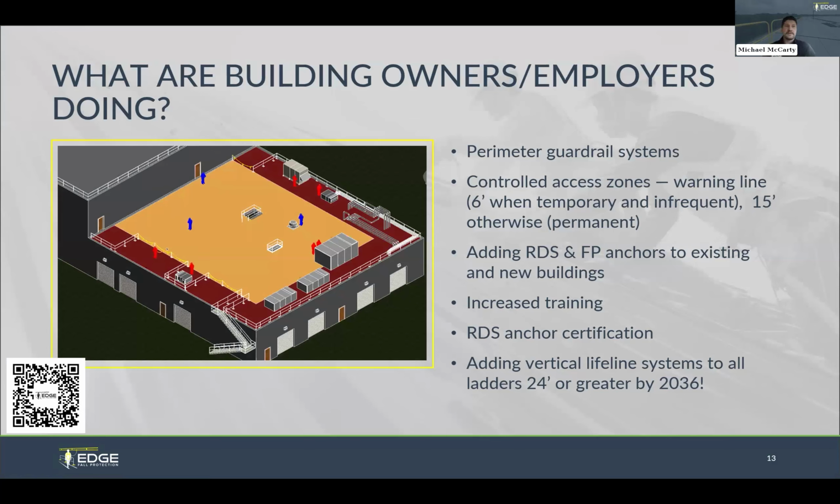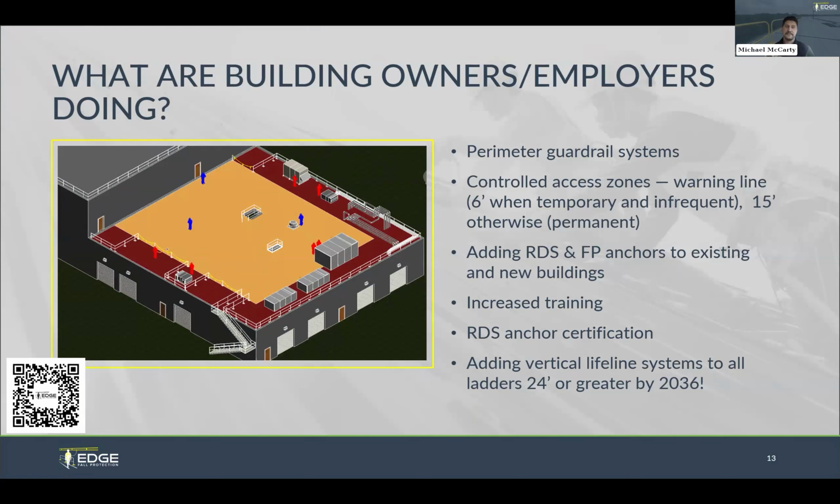So what do we see building owners and employers doing from this subpart D? Well, number one, we're adding vertical lifelines or some sort of fall protection system on any ladders over 24 feet. We're adding a lot of vertical lifeline systems on ladders that are under 24 feet. Why would you do that? I think just simplicity of the workplace.